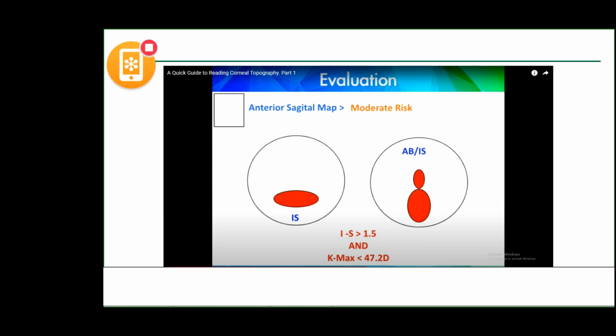Then again, when you're looking at a moderate risk, you have inferior steepening. Inferior steepening is when the top circle is missing and you have only a circle below. Or you have an asymmetrical bow with a superior inferior dioptric difference in about 5 millimeters circle of about 1.5 diopters, and the keratometric value is less than 47. Even though the keratometric value is low, less than 47, but you have these two types of shapes, it becomes a moderate risk.